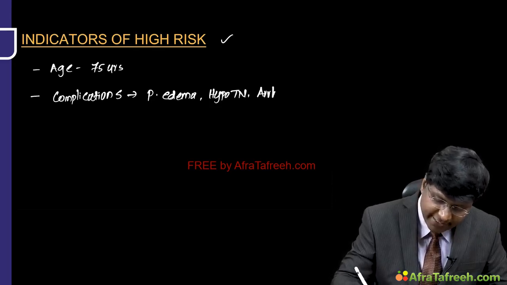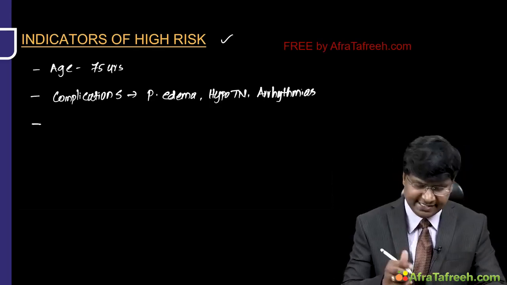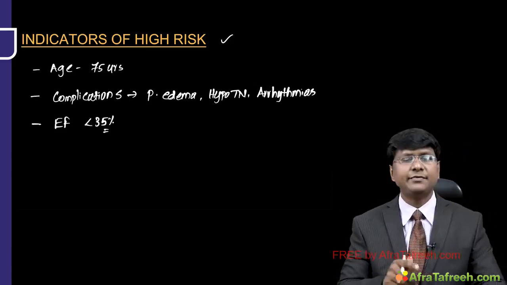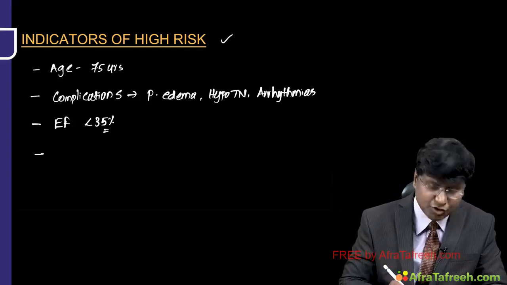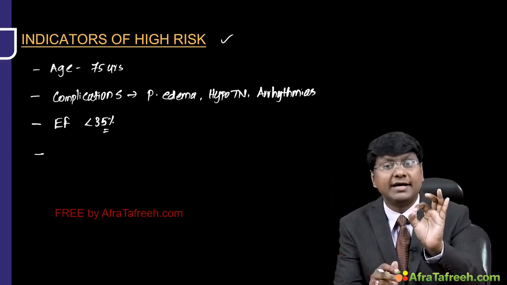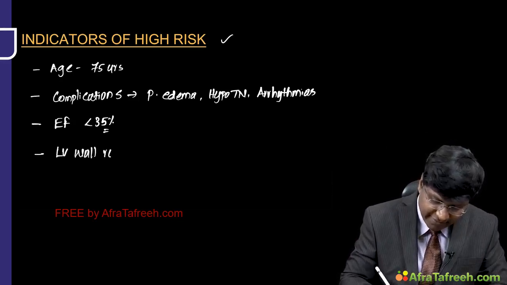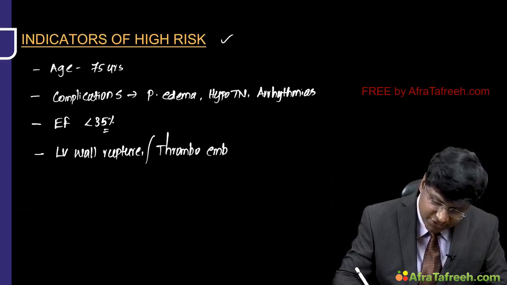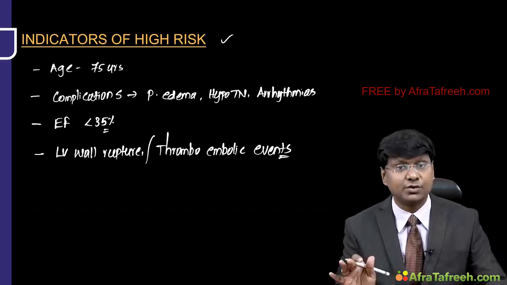Then the individuals who have developed serious arrhythmias are also at increased risk of sudden cardiac death. Next is, if the ejection fraction is less than 35% even after 21 days, they are also at increased risk of sudden cardiac death. Next are those patients who have a very thin walled LV apex. Okay, so there can be LV wall rupture. So those individuals who have LV wall rupture or who have developed thromboembolic events are also at high risk.